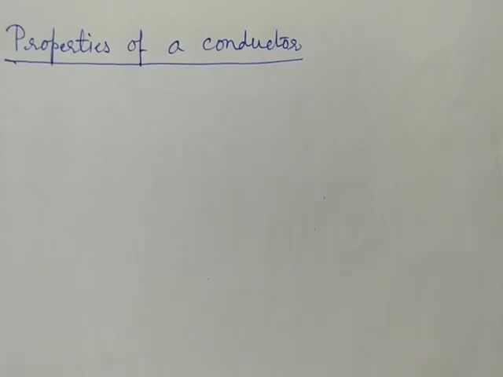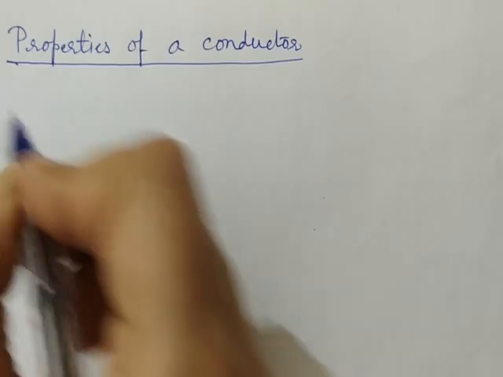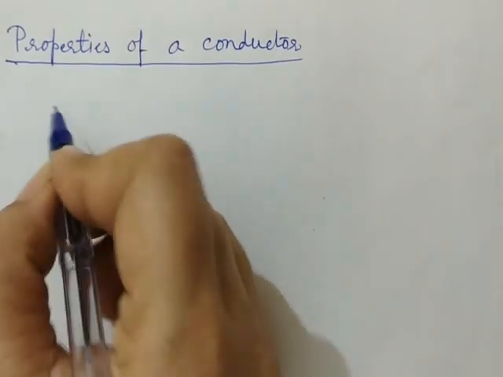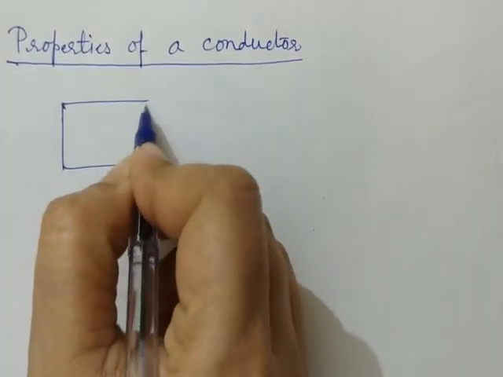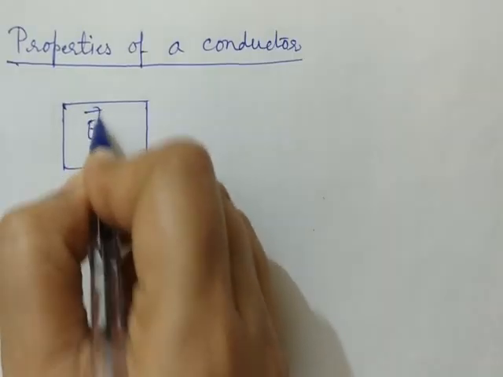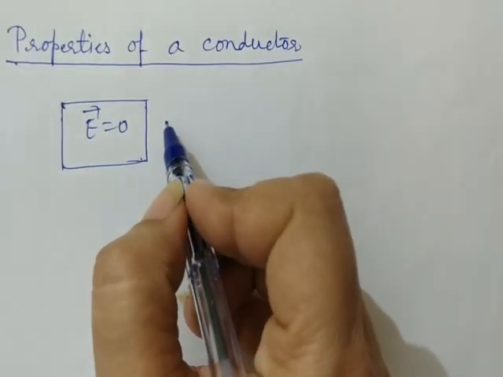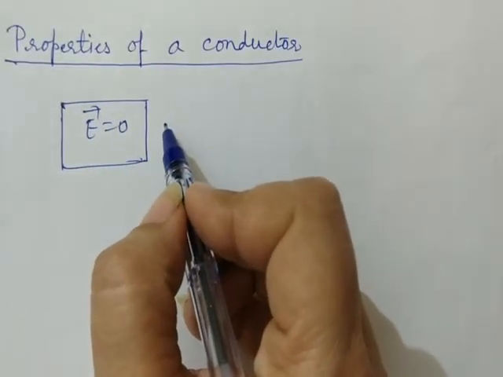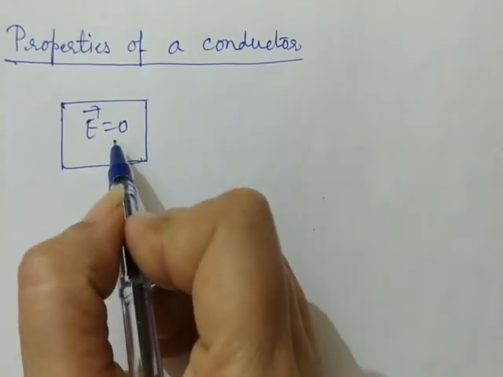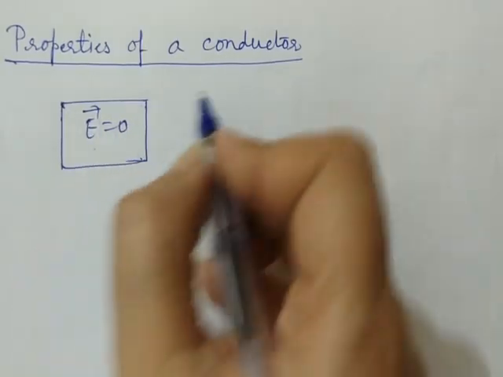Properties of a conductor. The first property of a conductor is that inside a conductor the electric field is always zero, because in this case charges are in movable condition, so the electric field inside the conductor is zero.